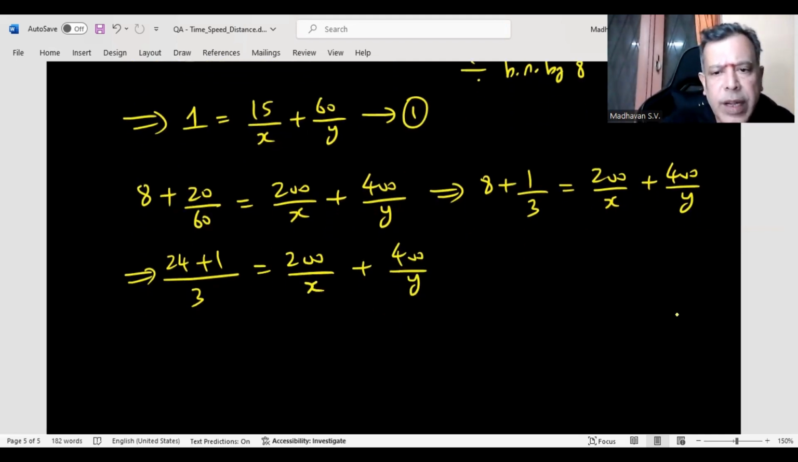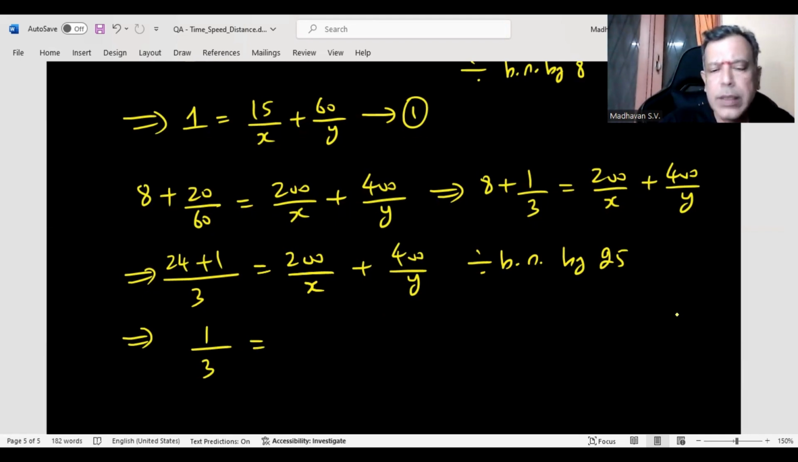Now we can divide both sides by 25. If you do that, here we will have 1 by 3, because the 25s get cancelled. And here, if it is 100, it is 4. Since it is 200, it should be 8 by x, plus this should be double, means 4 into 4, 16 by y. Let us consider this as equation 2.